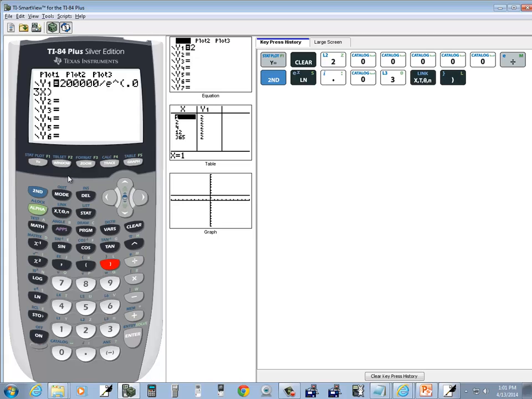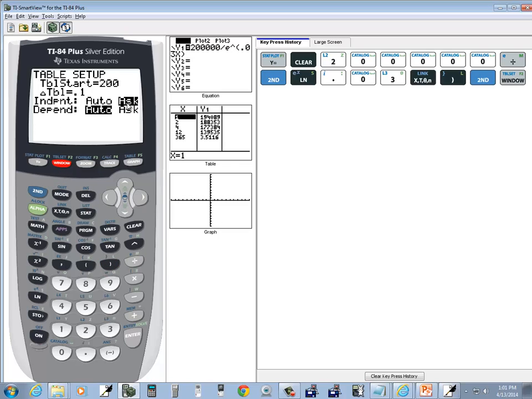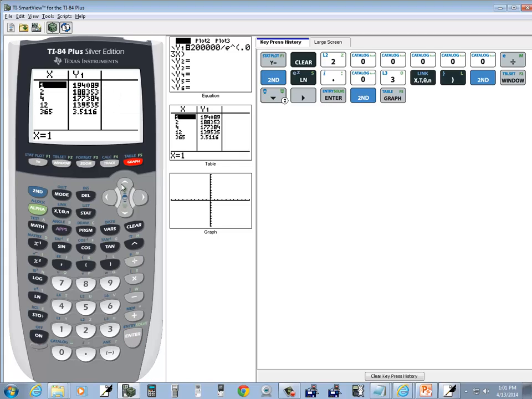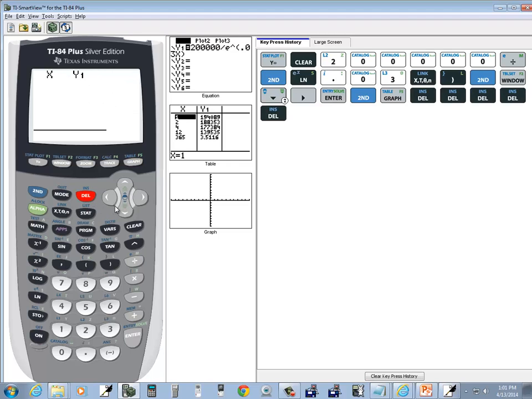Now I want to make sure my table setup is correct. So I do second window. And independent should be set to ask. If it isn't, down arrow to that line, right arrow, put your flashing cursor on ask, and press enter one time. Now I'll do second graph to go to table. I'll clean out this old data.